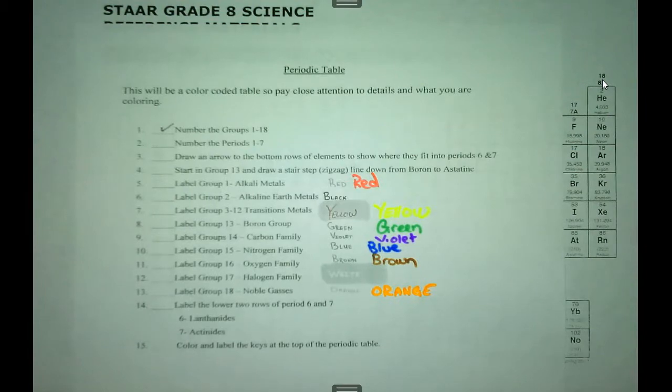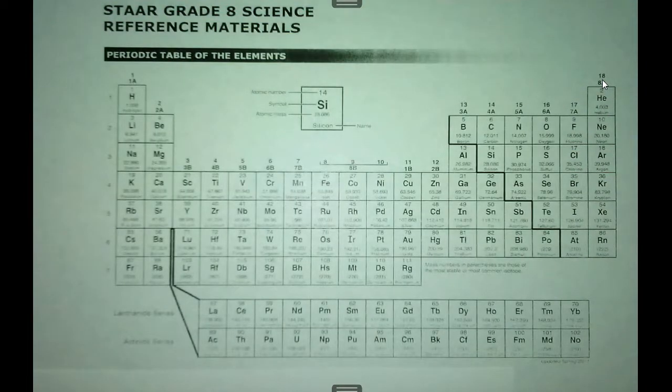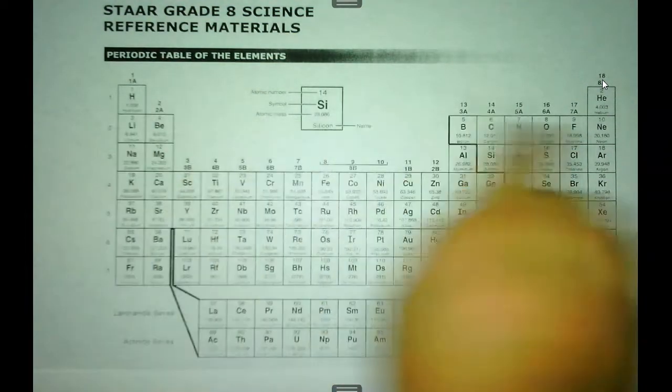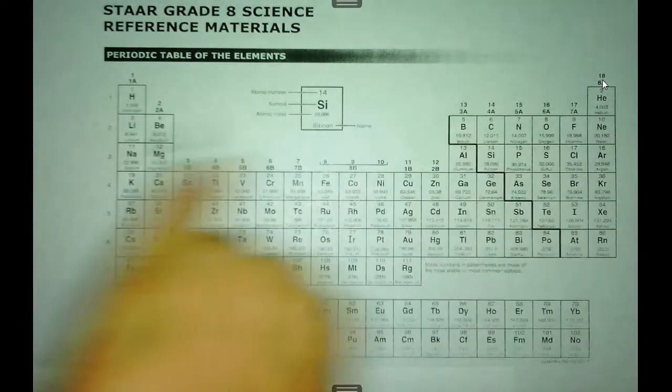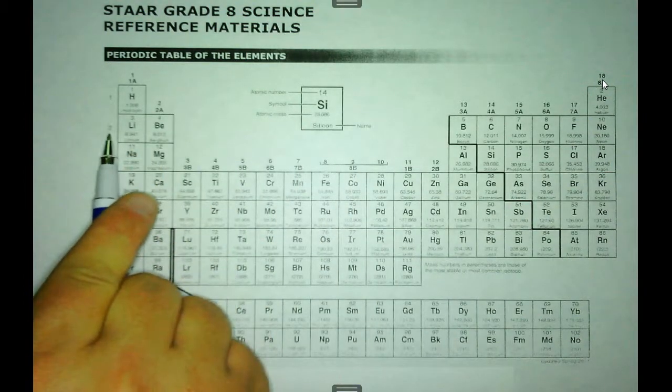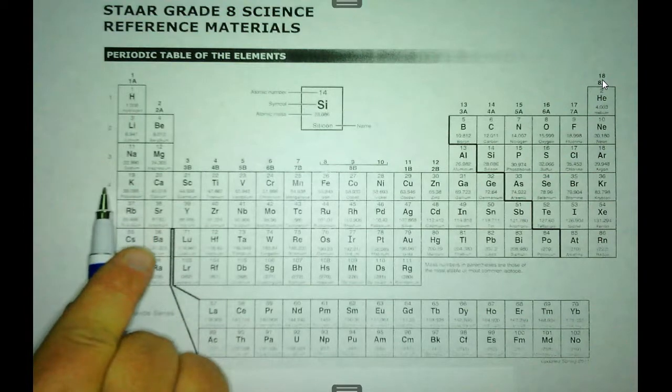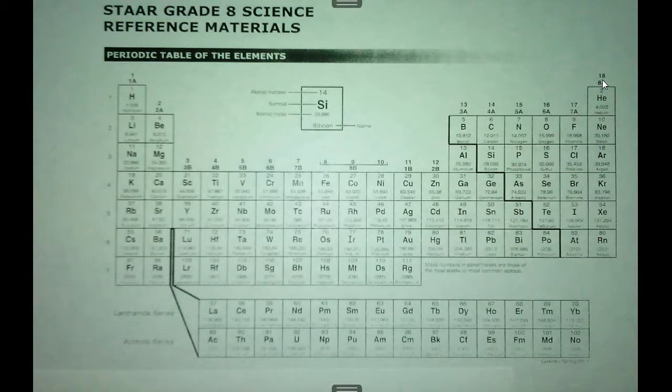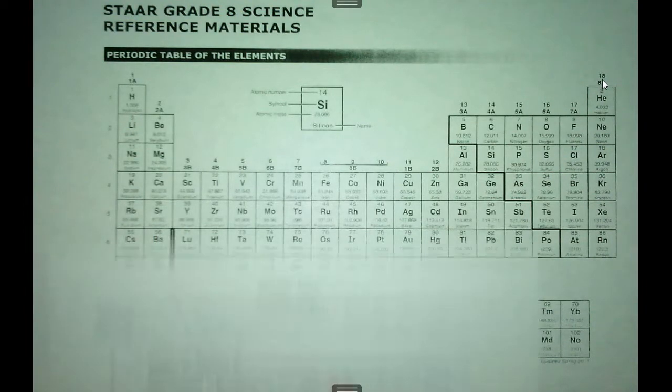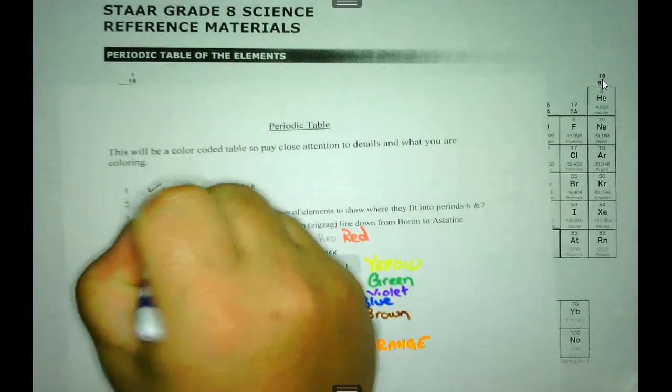Number the periods. Oh, look at this. Periods go from left to right, they go across. So we have period 1, period 2, period 3, period 4, all the way through 7. It's already labeled for us. Look at that. Check mark, done.